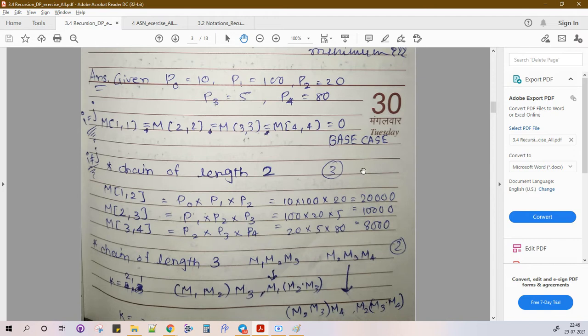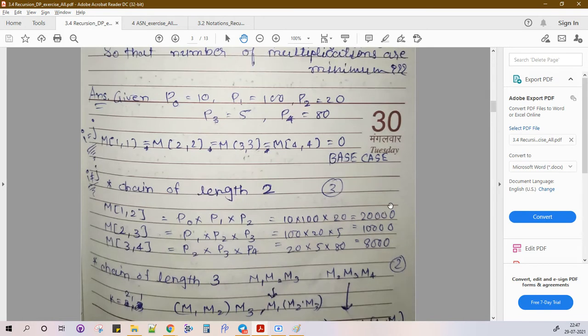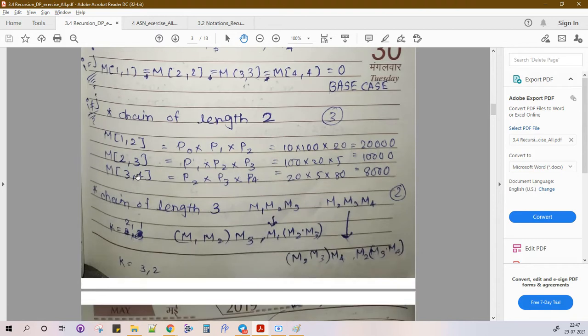So from this investigation we know that if we can avoid multiplication of M1 and M2, it is good for our health, right? Because it is costing 20,000 from our pocket. And if we multiply M3 and M4, it is just 8,000. So this is a good candidate. Okay, let's go one step further.